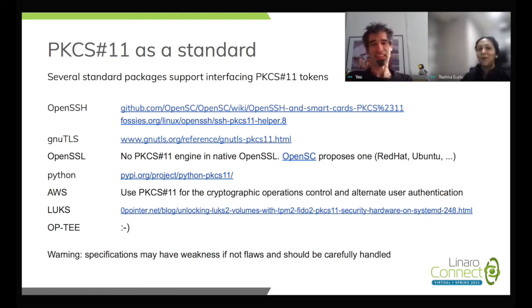Yeah, thank you. Yes, the PKCS11 API is already used in some well-known packages like OpenSSH. GnuTLS also has a PKCS11 interface. Python has a PKCS11 library. And there are also packages like OpenSSL, which does not provide a native PKCS11 engine, but there's an alternate package that proposes one, and that is used already by well-known distributions. And hopefully OP-TEE also will support PKCS11.